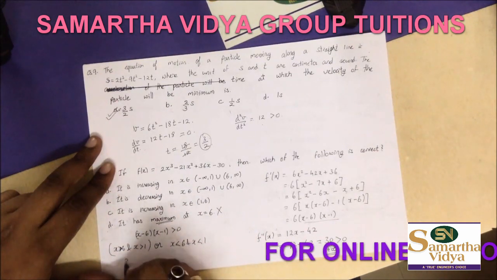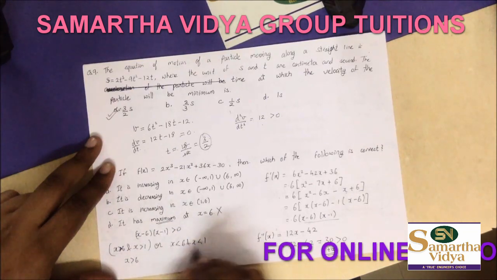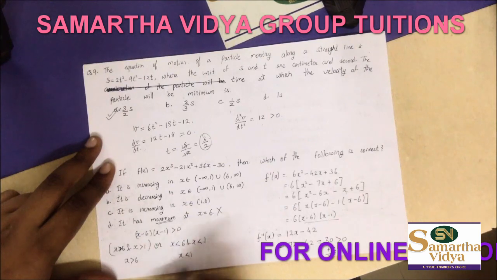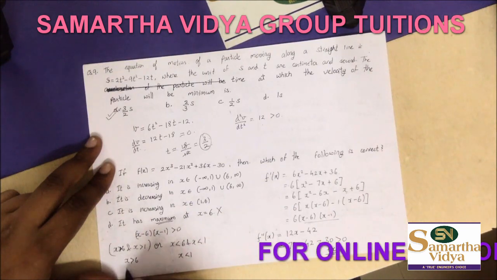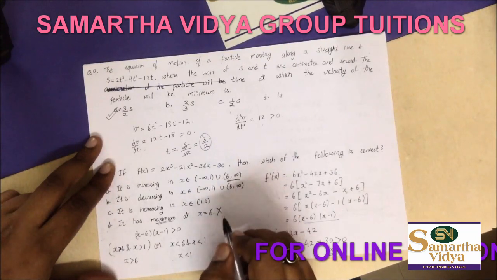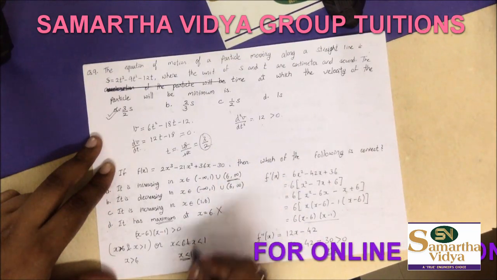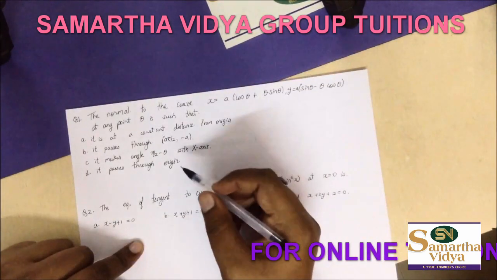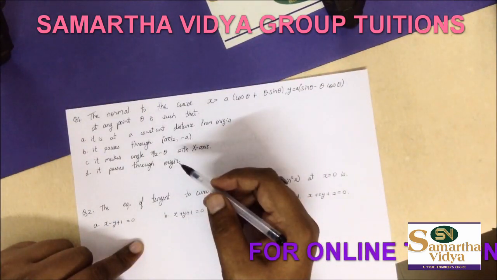So from these two options I'm getting x greater than 6, and from this option I'm getting x less than 1. So it's increasing for the values where x is greater than 6. So you can see x from 6 to infinity, and for x less than 1. So you can see it's nothing but option A. So let's go for the first question for this particular video.